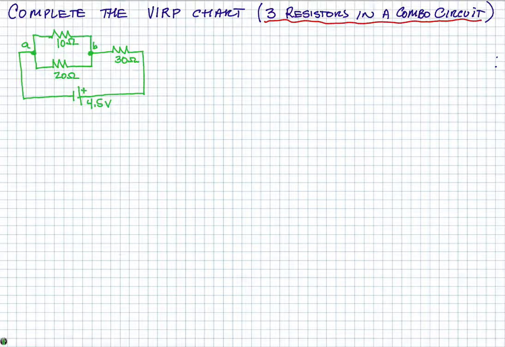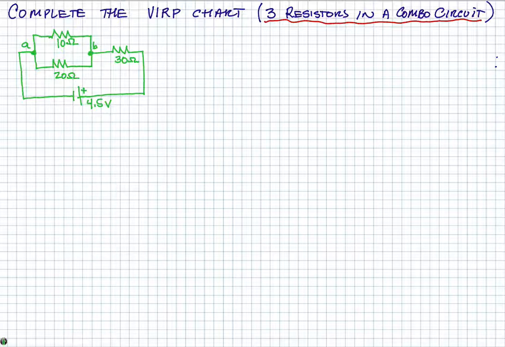Complete the VIRP analysis for a combination circuit that has 3 resistors. As you can see, I have 2 resistors, the 10 ohm and the 20 ohm, connected as a parallel unit, and I'm designating the unit AB. And AB is connected in series with the 30 ohm resistor. So we have a parallel part, the AB, and the AB is in series with the 30 ohm resistor.